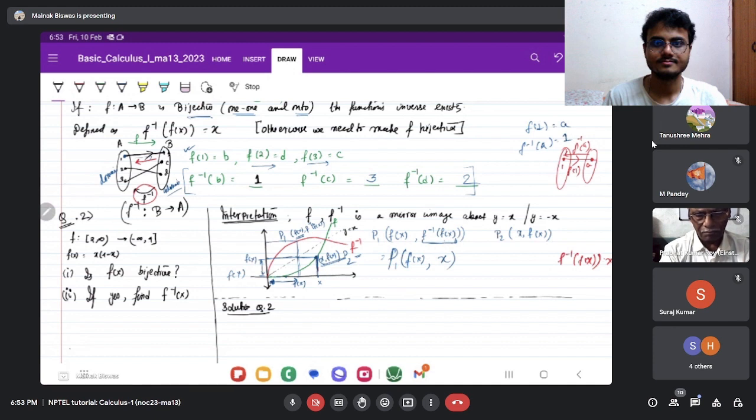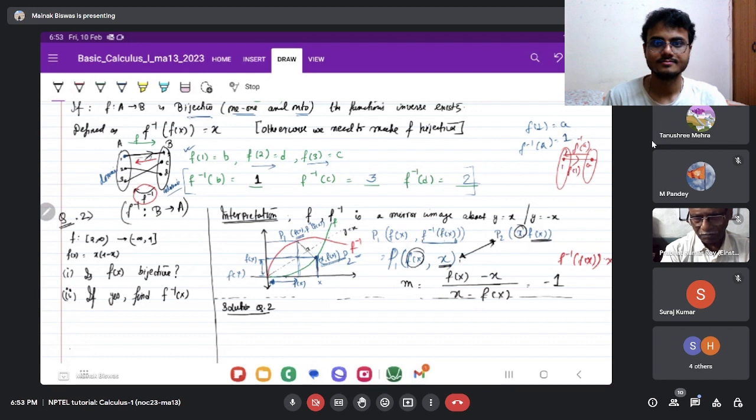Now you see between P1 and P2, clearly if you draw a line between P1 and P2, that is perpendicular to y equal to x. Why? Calculate the slope of this line. It's y2 minus y1 by x2 minus x1. So it's f of x minus x, taking this as y2 minus y1 by x2 minus x1. This is minus 1.